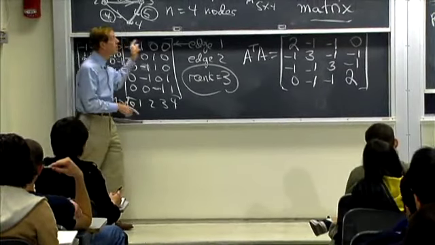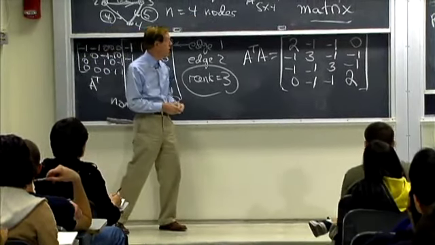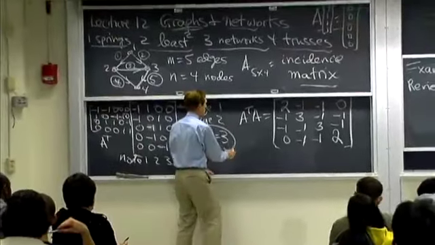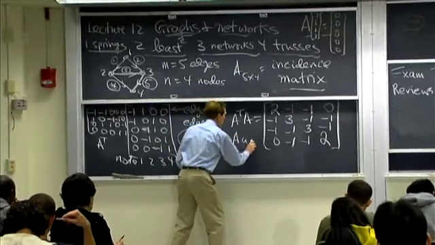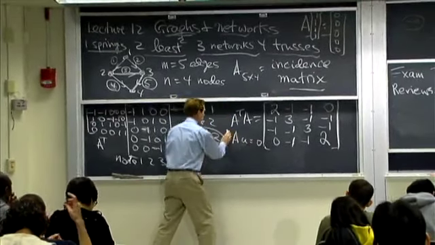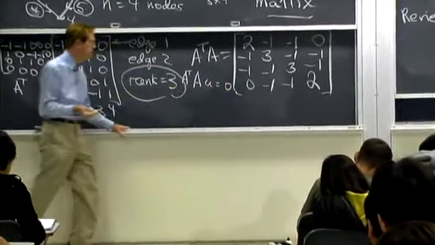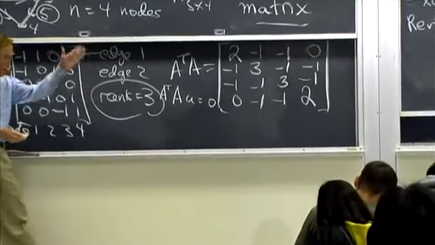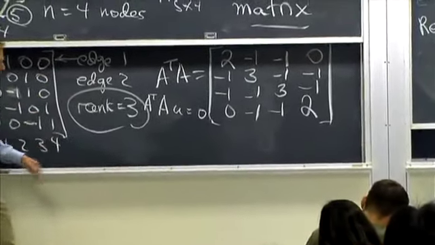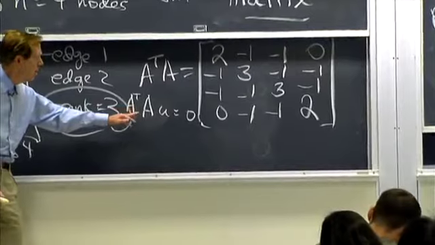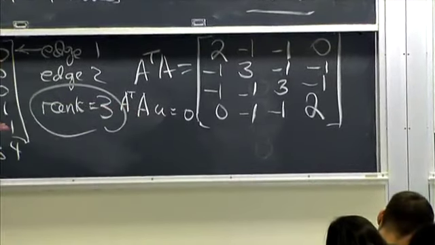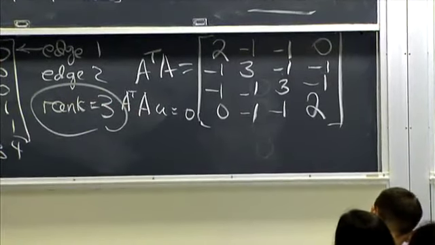Because A had some solutions to Au equals 0. So if Au equaled 0, then I could multiply both sides by A transpose. That same u, A transpose times 0, will still be 0. It might be a different size 0, but it'll be 0. And what's the u then? It's the all ones vector.